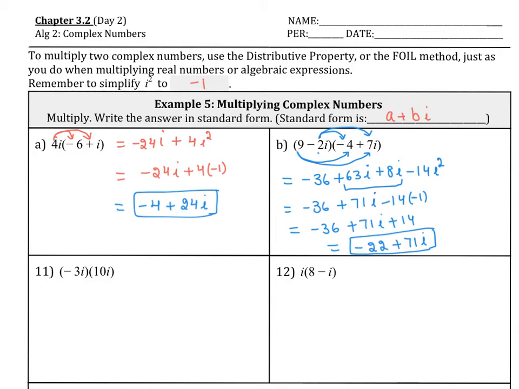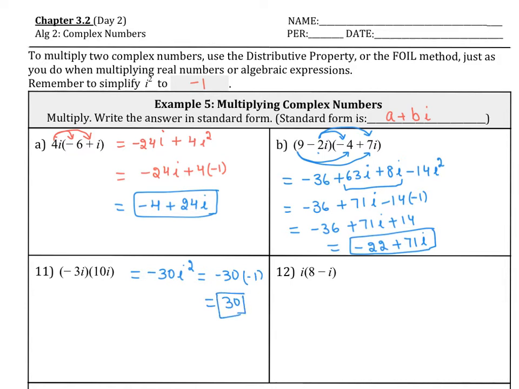The next one is number 11, where you're going to simply multiply -3i times 10i. That is going to be -30i squared, where you're going to plug i squared as -1. So -30 times -1, that's going to be 30. So the answer is 30.